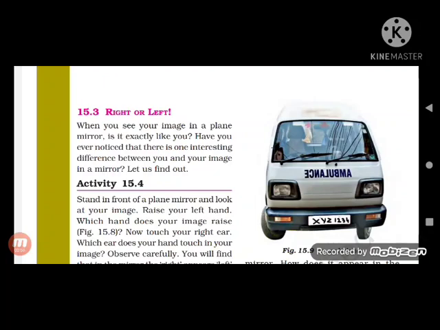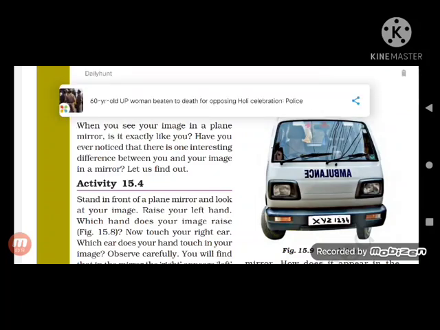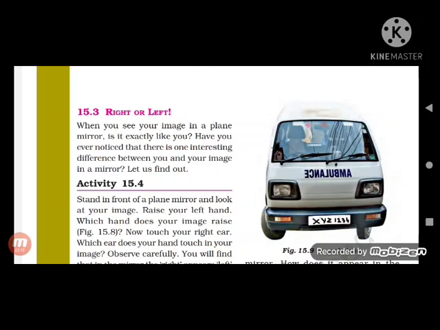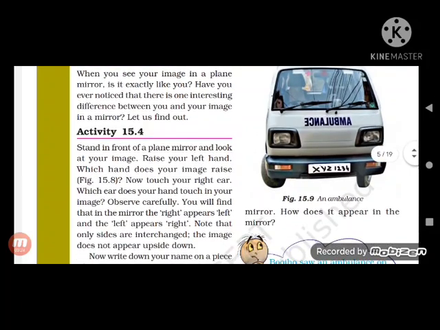Now, activity 15.3, right or left. In this activity, what we have to do, we have to stand in front of the mirror and just raise your left hand and see your image in the mirror. Then touch your right ear and see what image will be formed in the mirror. After this, you will see that if you raise your right hand, then you will see your left hand in the image, and if you touch your right ear, then you will see you are touching your left ear in the mirror.